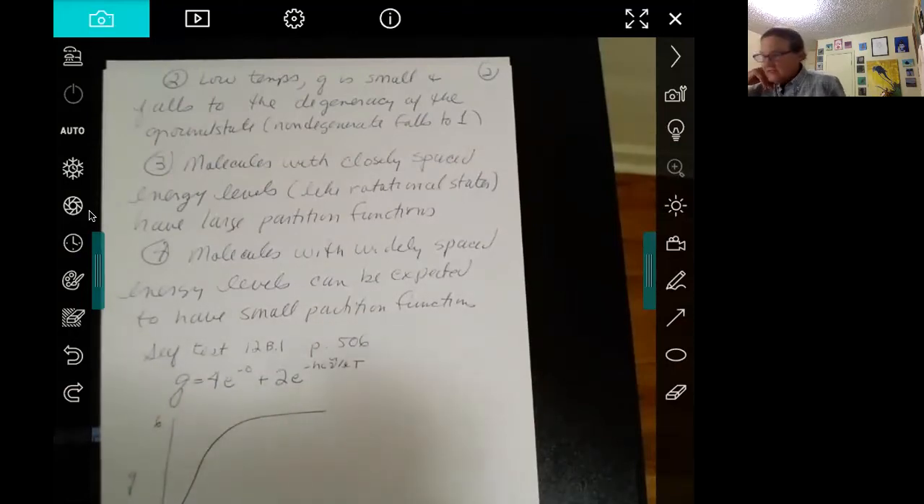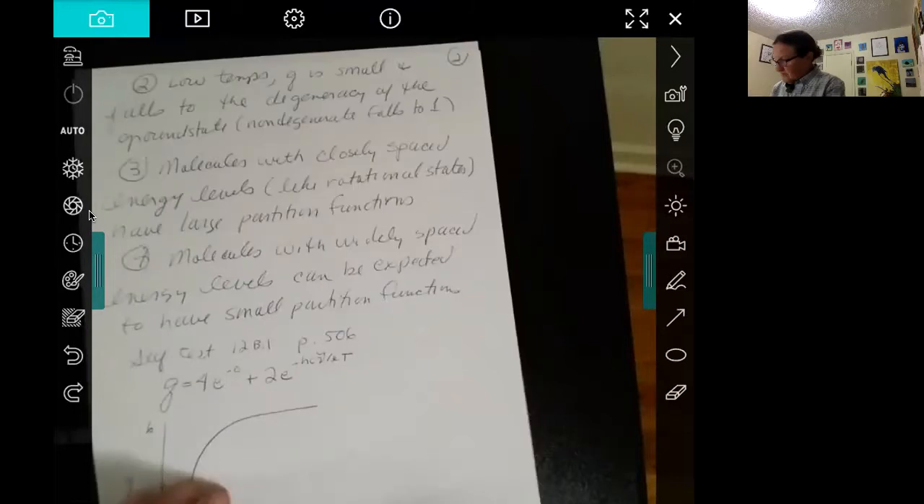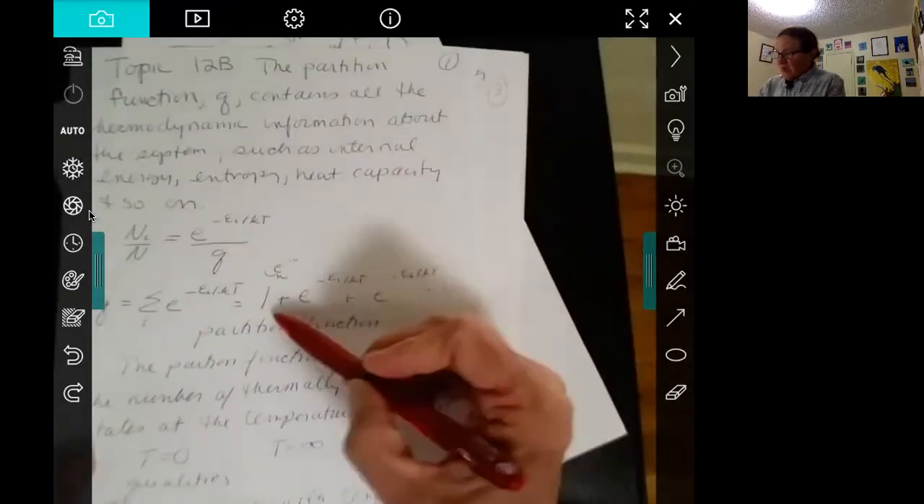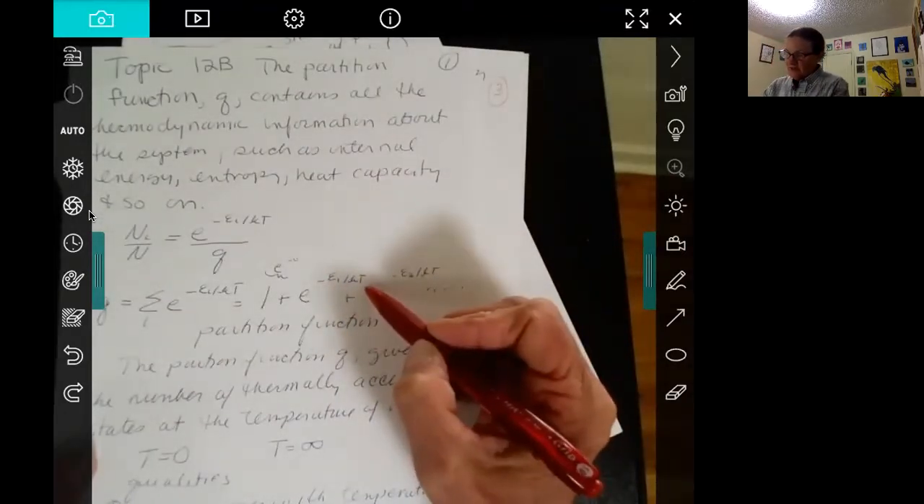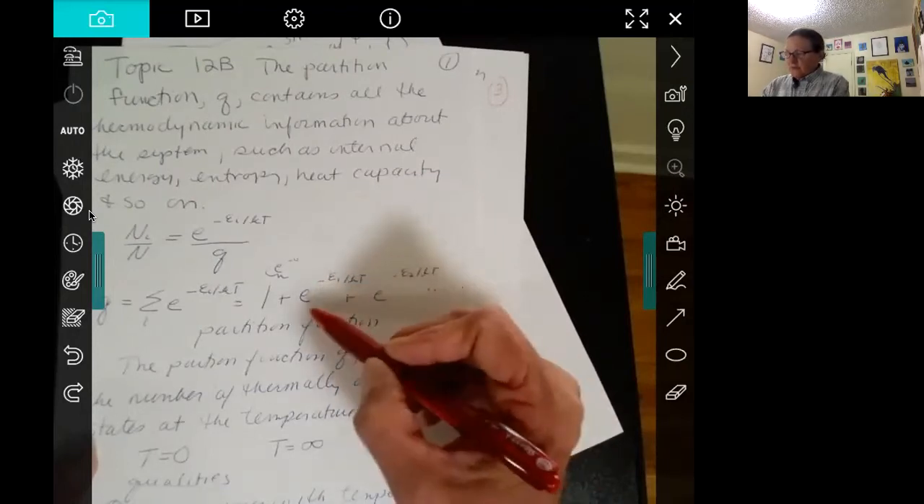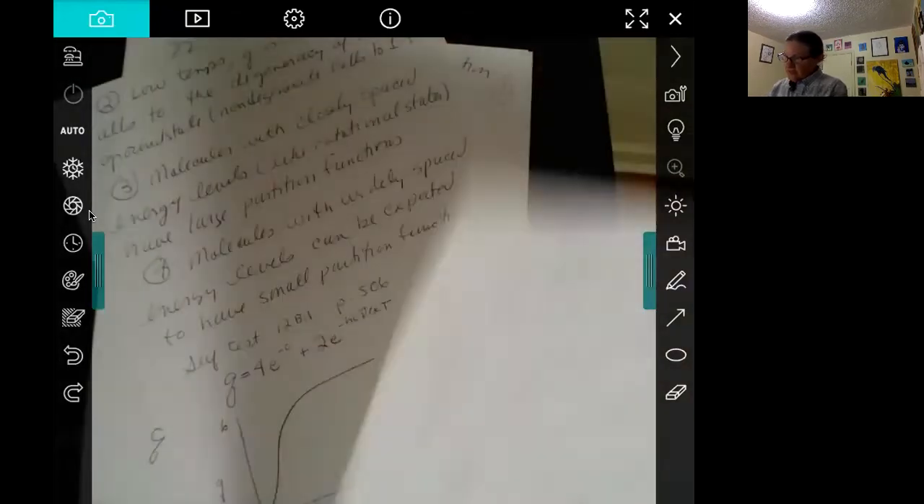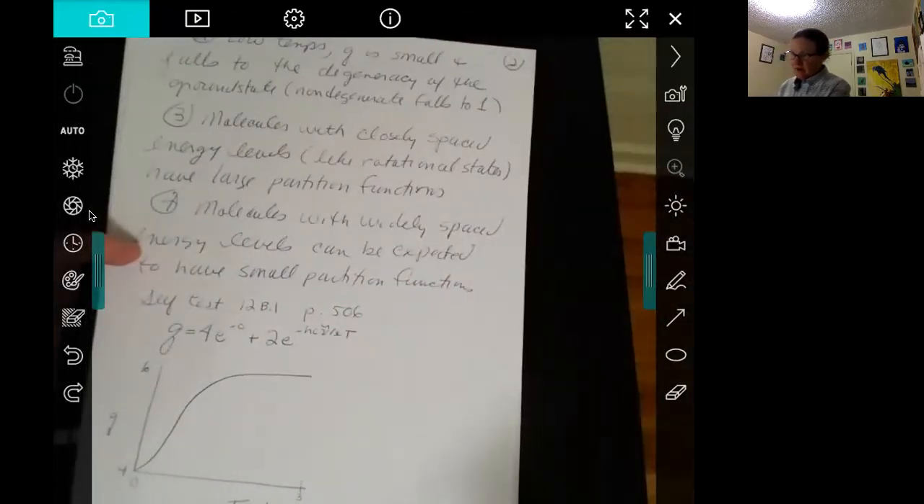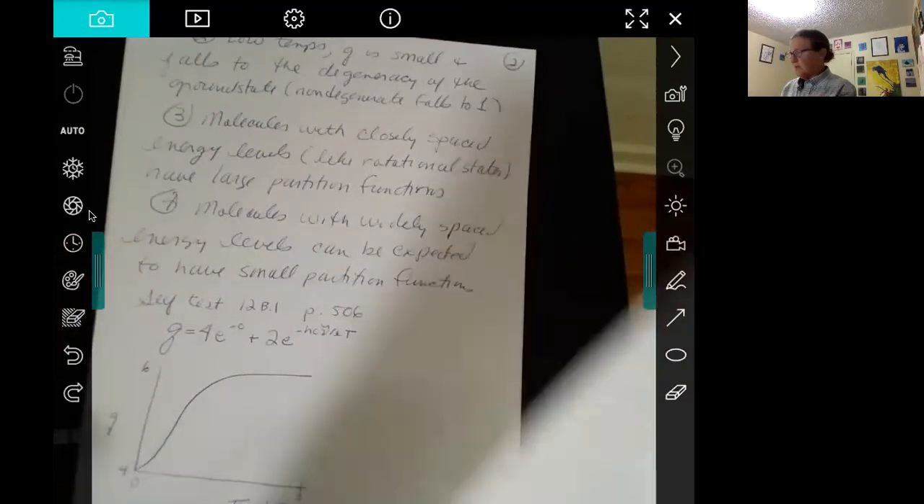Molecules with closely spaced energy levels, like rotational states, have very large partition functions, and molecules with widely spaced energy levels can be expected to have small partition functions. It's really how far above the ground state the energy is. If you're at some moderate temperature and this is a huge number, this is going to be a small number, e to the minus big number. So it's really how far apart the energy levels are at moderate temperatures that will determine how many possible states can be populated.